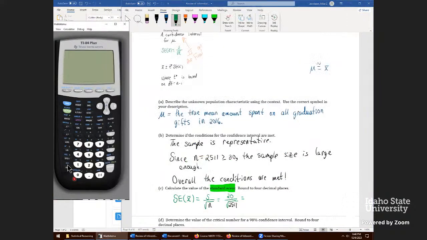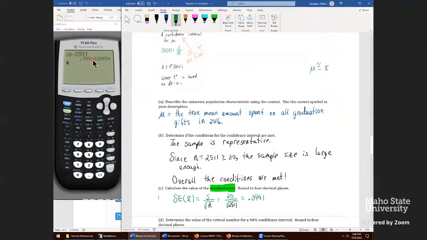Let me minimize that thing. So back to the calculator. Let's clear this out. Hit 20, immediately divide, call up the square root, and let's import 2511. So this is our standard error this time. It comes out as, let's see, 4 decimal places, 0.3991. Now that we have the standard error, that's what goes right here in the confidence interval. We're going to need a critical number T star, and we can put everything together from right here.